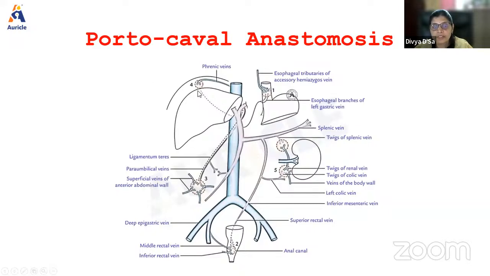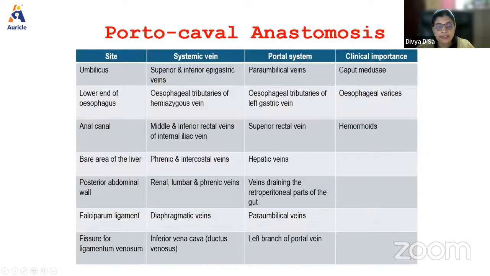Okay, so we have it near the bare area, below the diaphragm. We have it near the cardiac end of the stomach, that is the junction of the esophagus and the stomach, the cardiac end. Then we have it within the peritoneum near the spleen and the kidney. Then we have it near the rectum and in the umbilicus. So we will see the sites here where it is and what the anastomoses are.